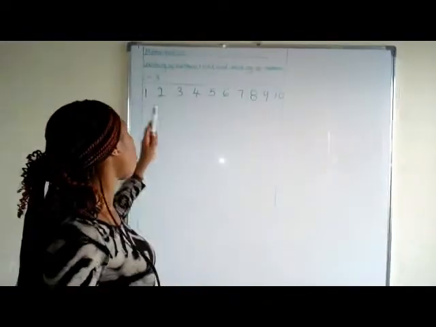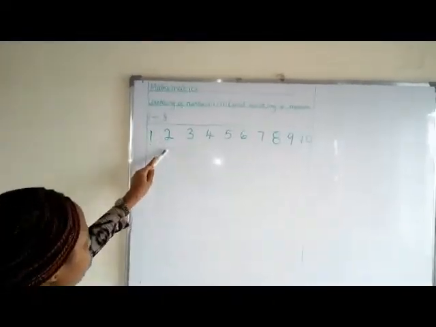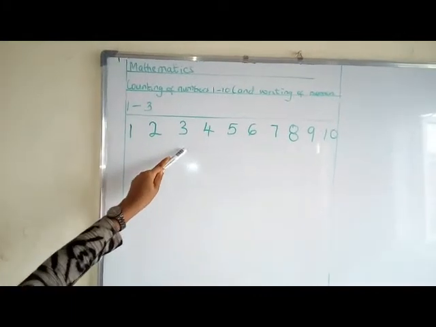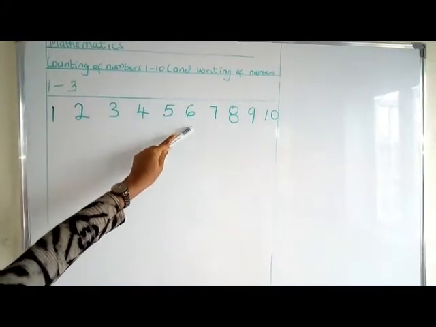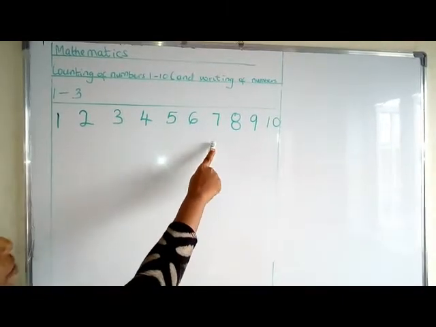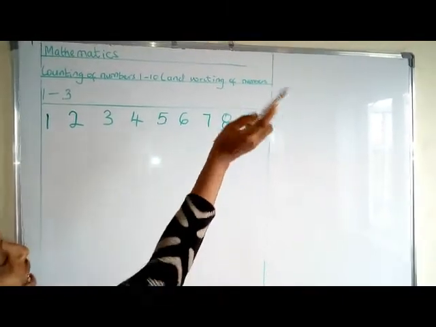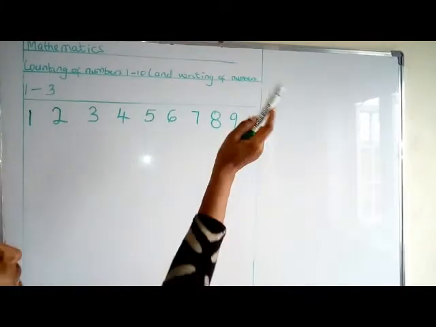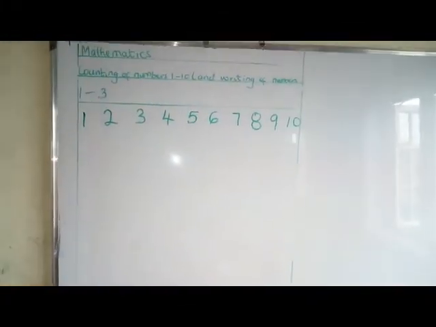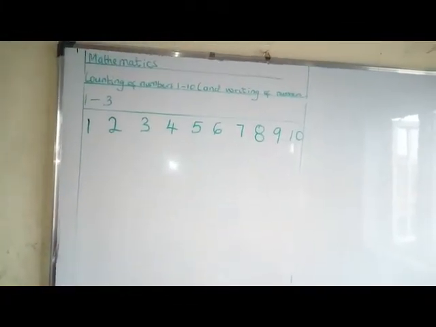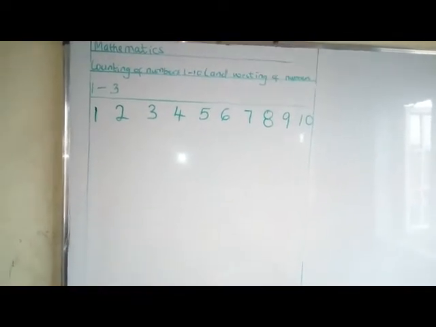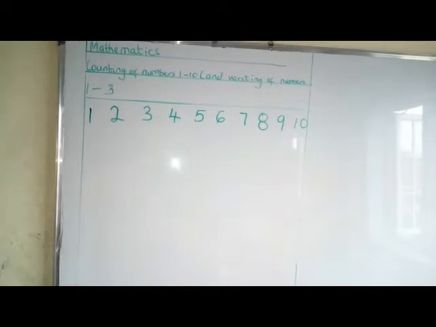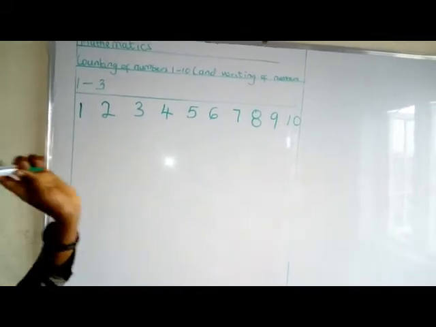So we have 1, 2, 3, 4, 5, 6, 7, 8, 9, and 10. Very good. Now you can read your numbers 1 to 10. Now we want to learn how to write 1 to 3.